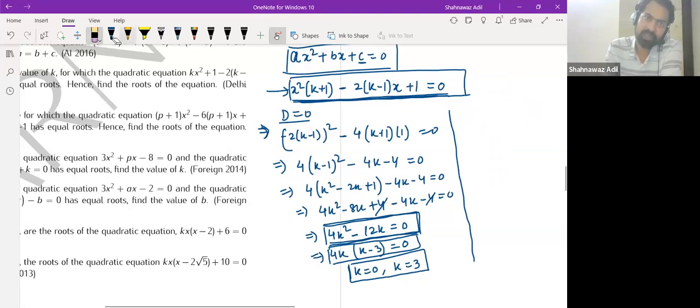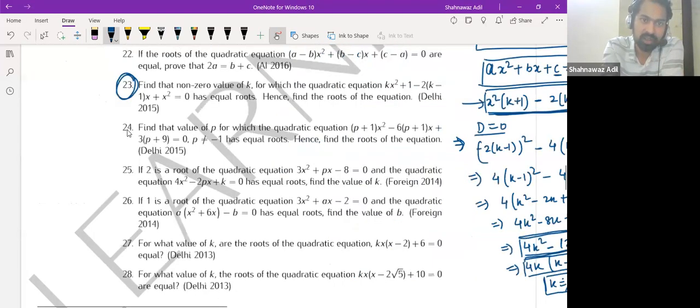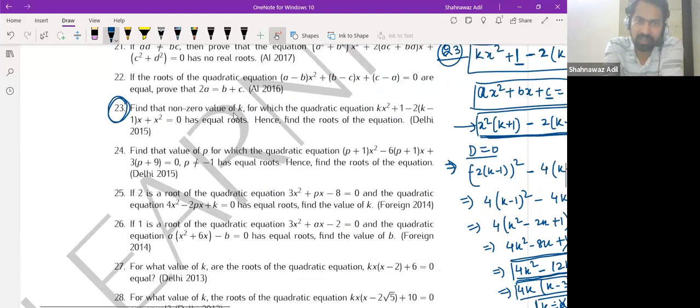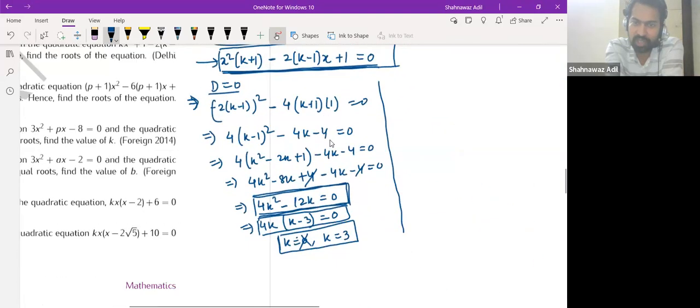Yeah, because this part is 0. So this is discarded because in the question they are saying to find the non-zero value of k for which the quadratic equation has equal roots. So we have to find the non-zero value of k, right? k equal to 0 is also a solution, but in this part they are saying find the non-zero value. So for non-zero, you are getting k equal to 3.